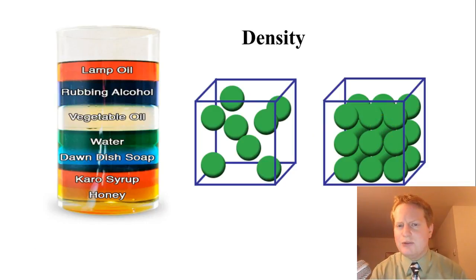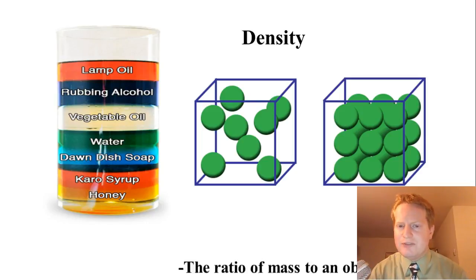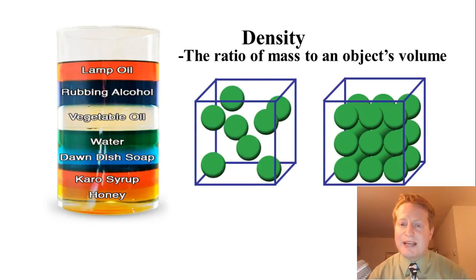And so we can actually use that to develop our definition of density. The definition of density is the ratio of mass to an object's volume. So you decided in your head that this one was more dense because there was more mass packed into a certain amount of space, right? There was more matter packed into a certain amount of volume. And so that's what density is.